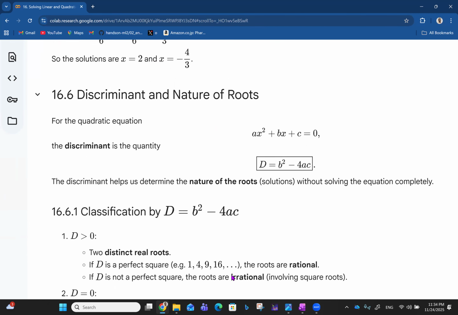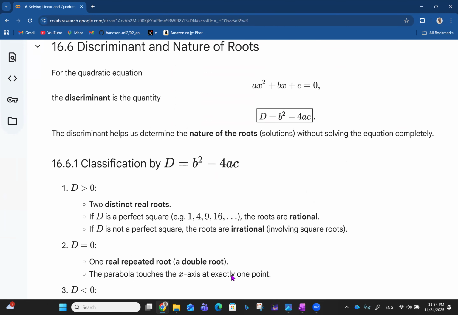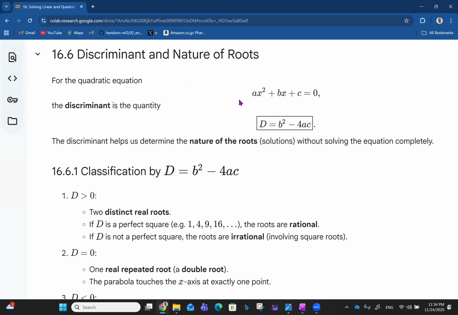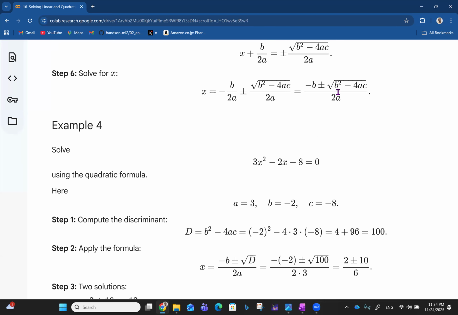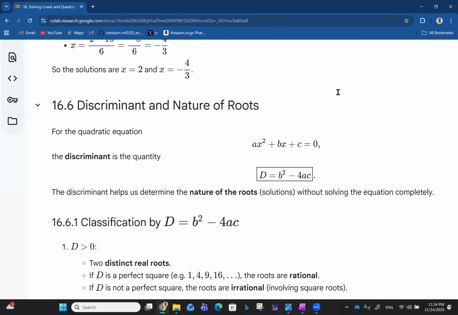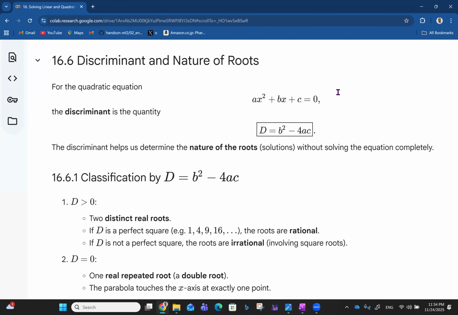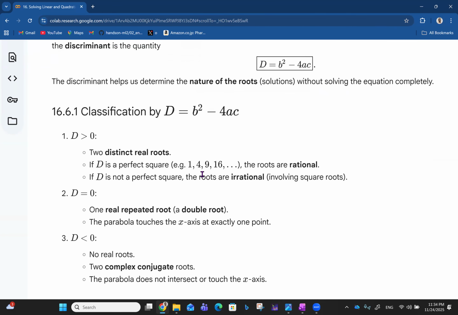So, talking a little bit more about discriminants, we've talked about it before, so I won't take too much time discussing it because I think I dealt with it in depth in a previous video. For the quadratic equation ax squared plus bx plus c equals 0, the discriminant is the quantity d equals b squared minus 4ac. That's the thing you find under the square root. That determines what the solution looks like. The discriminant helps us determine the nature of the roots, or solutions, or zeros, without solving the equation completely. So, classification by d equals b squared minus 4ac, we can have this.